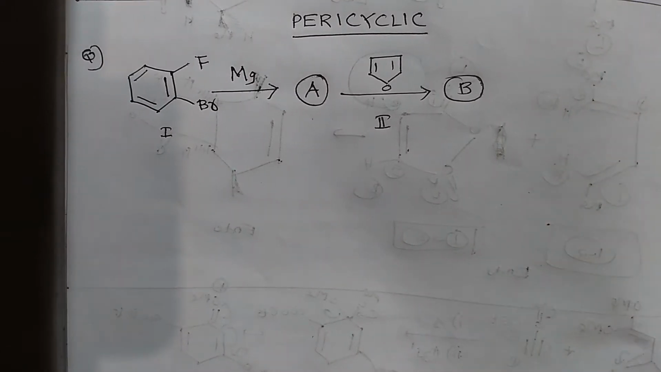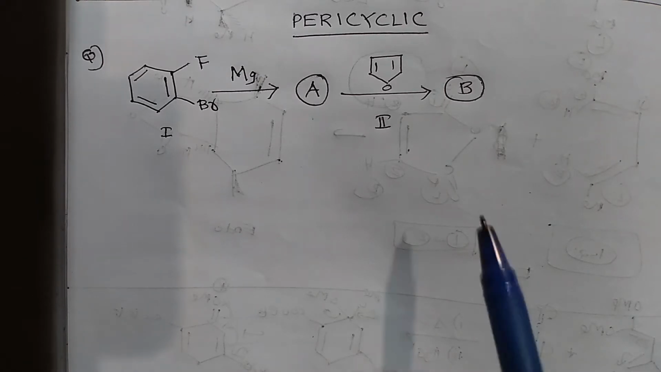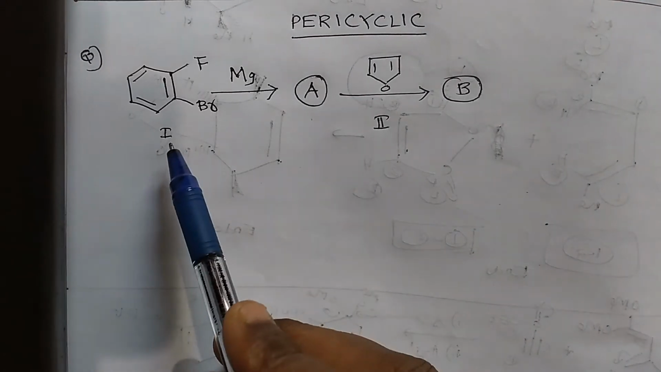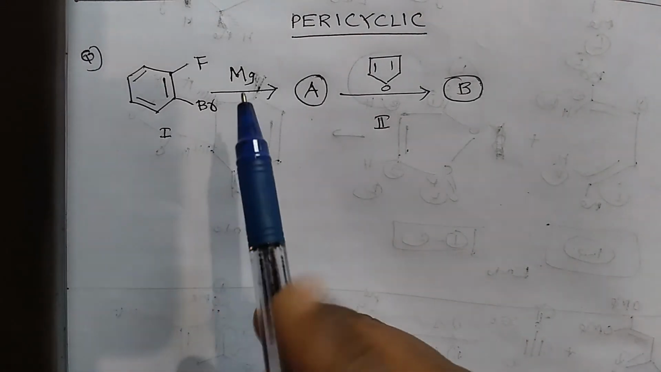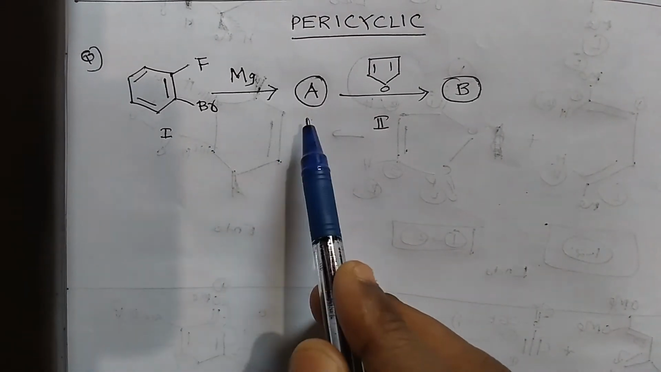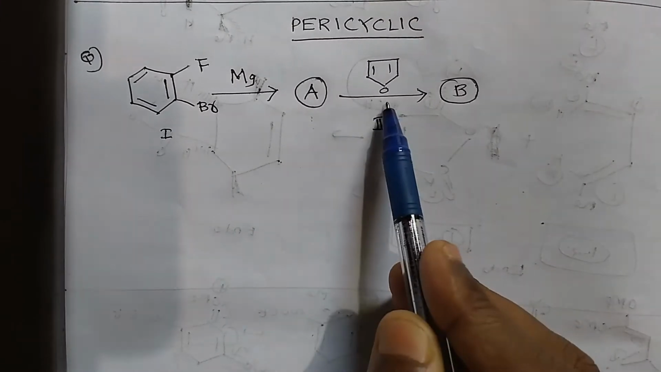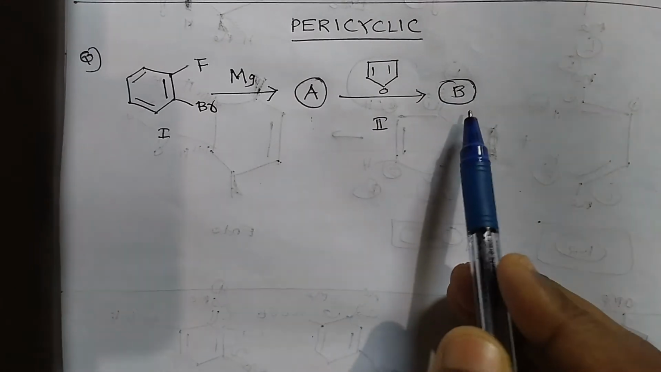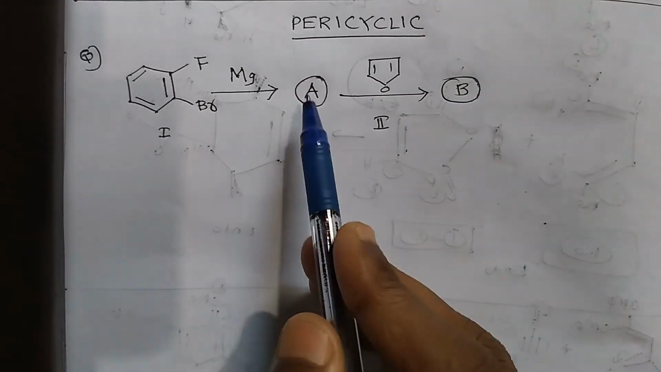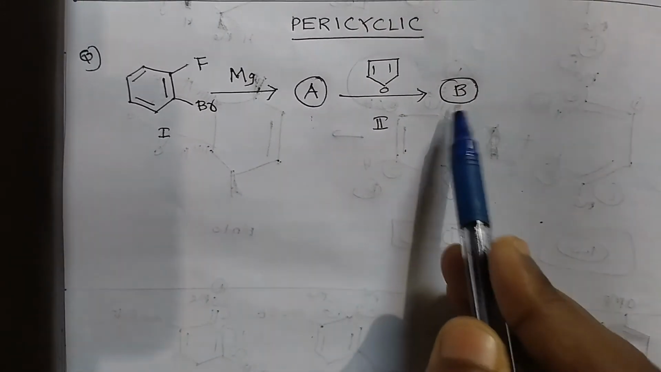Hello students, today we discuss one of the important questions that may be asked in pericyclic reaction for CSIR exams. So the question is this one. Reactant 1 is treated with magnesium and then we get a product A, and this product A is treated with furan, so we get product B. We have to find out what is A and then what is B.